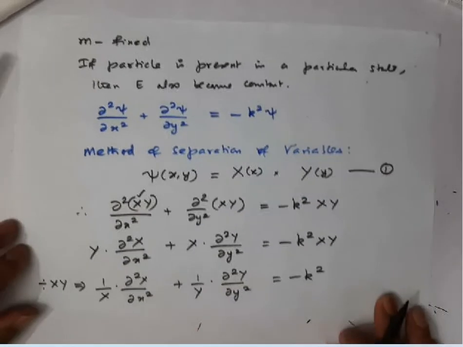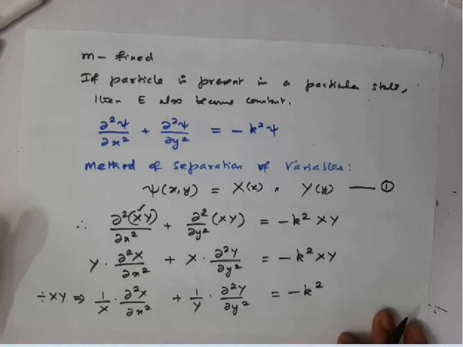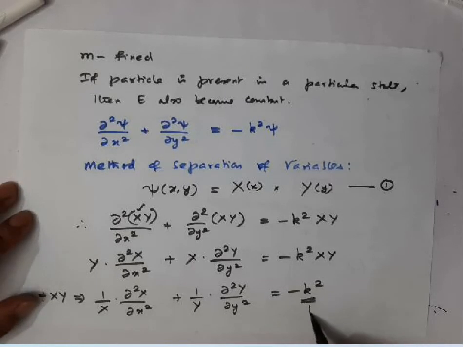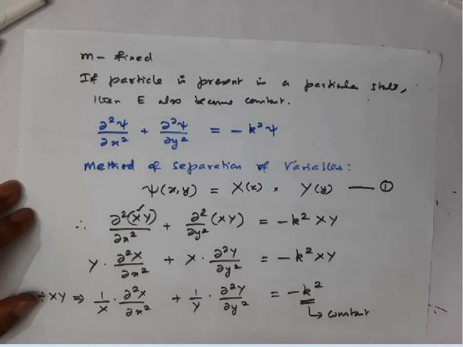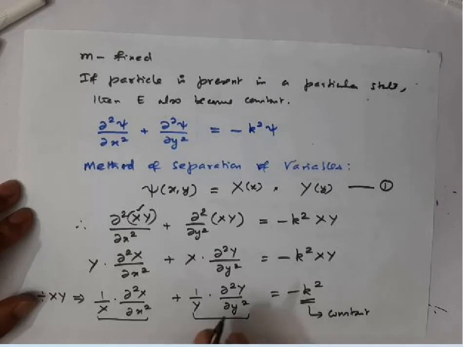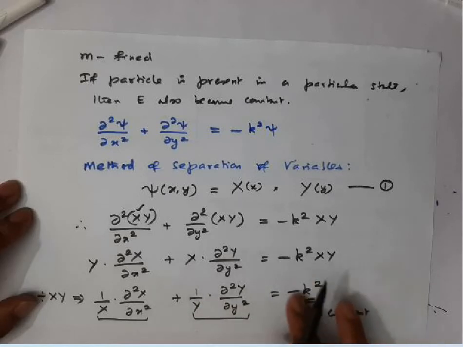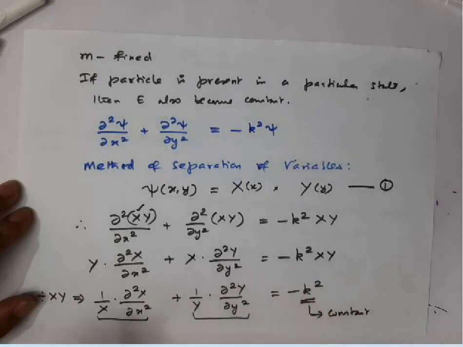Now see, this equation is very important. Here we need to understand something. See, right hand side is a constant. You know very well k² is a constant here, but in the left hand side, I have some quantity which depends on the variable x, and here I have some quantity which depends on variable y. Right, but left hand side and right hand side should be equal. That means if right hand side is constant, left hand side must also be constant.